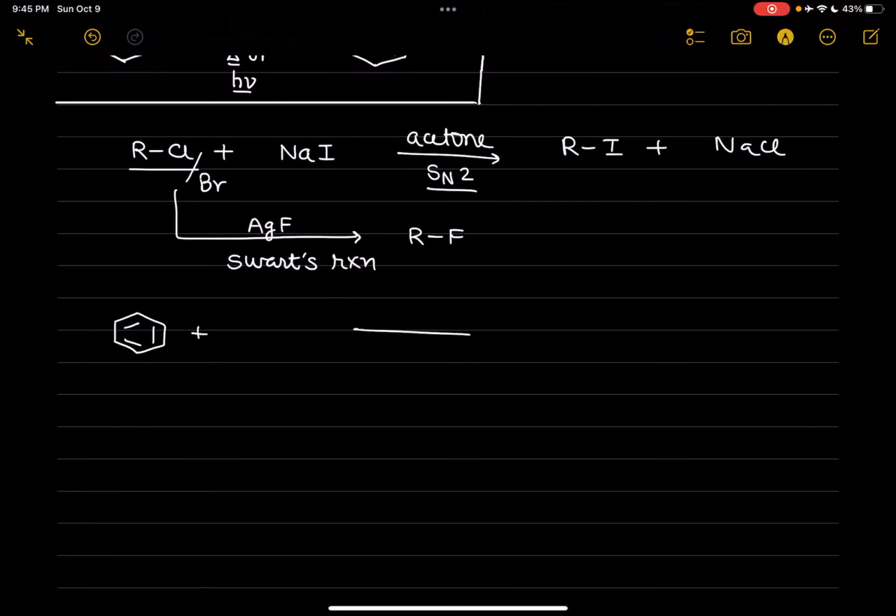What's the mechanism? For aromatic, suppose I want to prepare chlorobenzene, what do I need to take? Actually, I need to take Cl2, that's for sure, because I need to do the chlorination. Then I guess HCl will also be a product. Yes, HCl will be the byproduct. But how are you going to do that? No, actually you don't use HNO3.